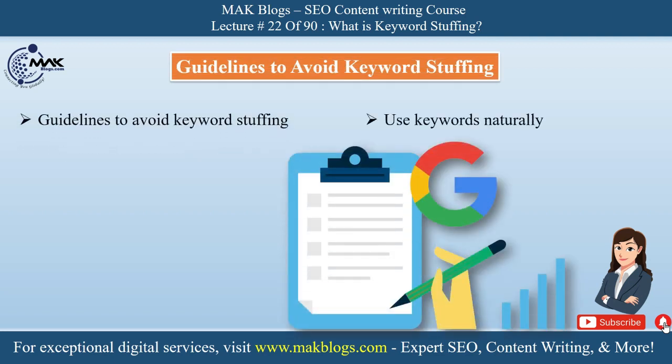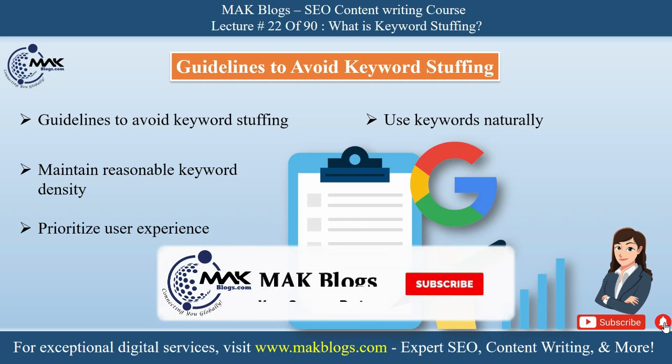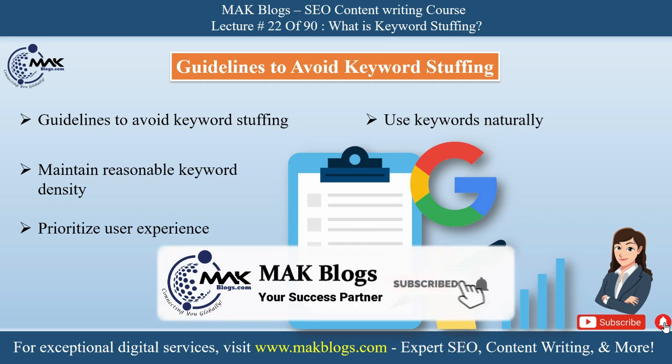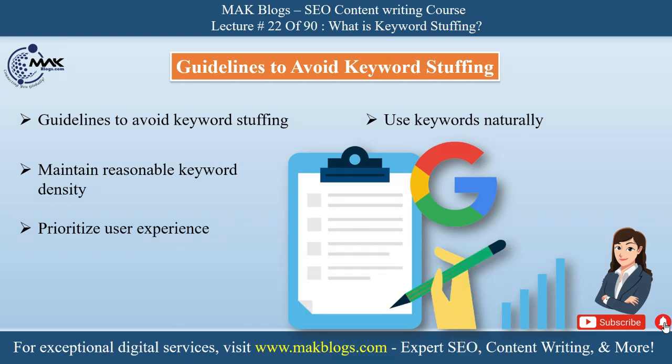Now let's discuss guidelines to avoid keyword stuffing. First, use keywords naturally and focus on providing valuable, relevant content. Maintain a reasonable keyword density, typically around 1 to 2% of the total content. Prioritize the user experience by ensuring content is informative and engaging. Review your content to check for excessive or irrelevant keyword use.